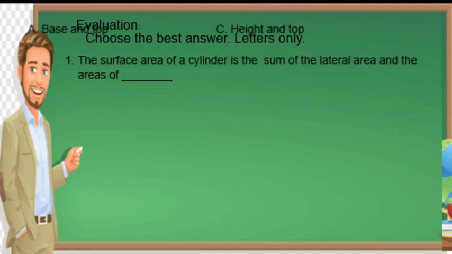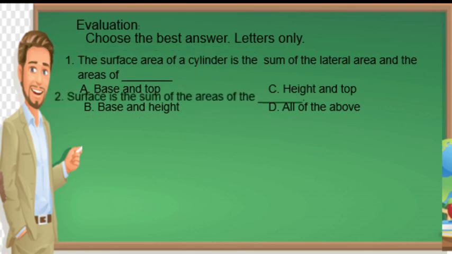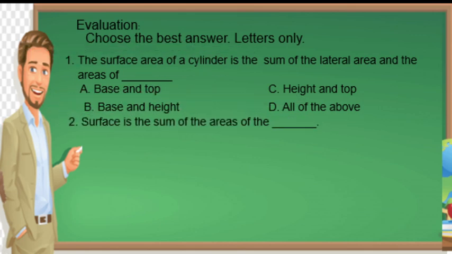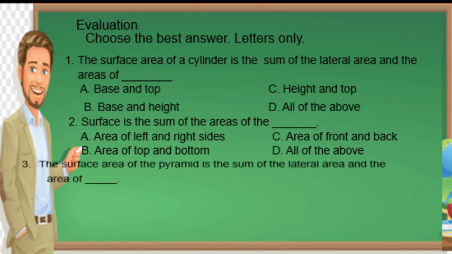Okay, so number 1: the surface area of a cylinder is the sum of the lateral area and the areas of blank. A, base and top; B, height and top; C, the base and the height; and D, all of the above. Which is the answer? And number 2: surface area is the sum of the areas of the blank, or the surface area is the area of the left and the right, area of the front and back, area of the top and the bottom, all of the above.